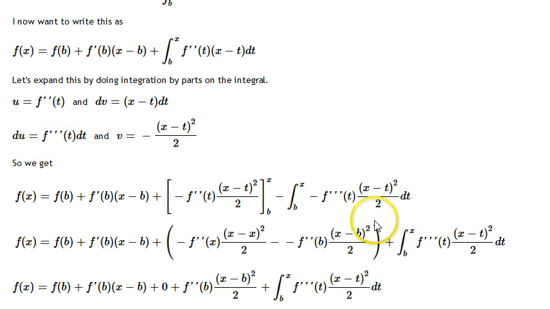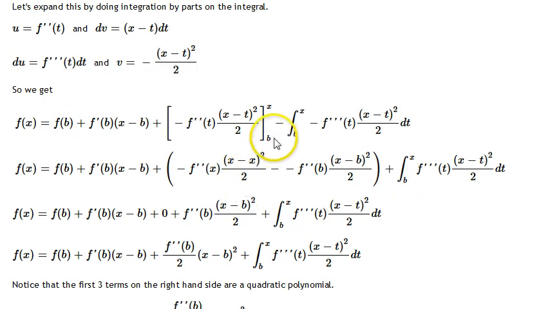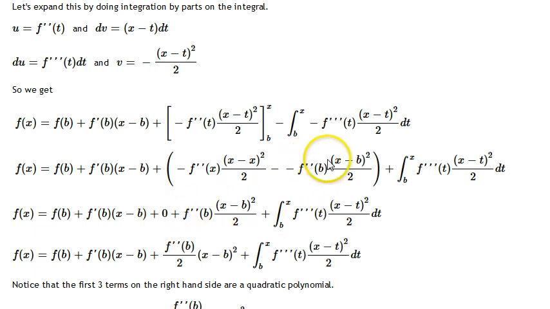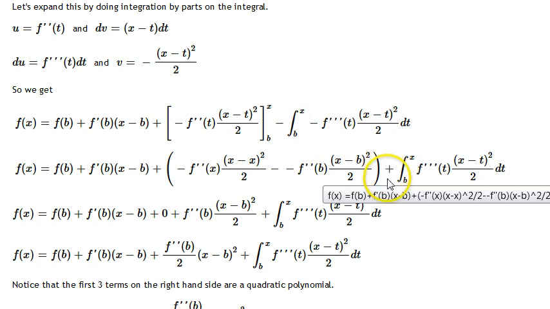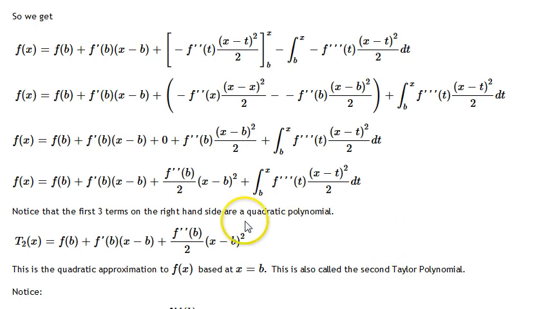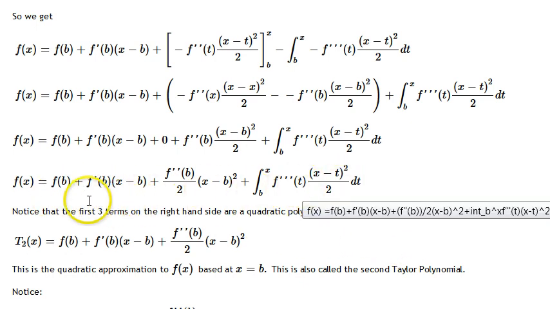So anyway, plugging in the x and the b and subtracting. I've got an x plugged in here and an x plugged in there. I got a b plugged in here and a b plugged in there. The x minus x is 0. That's going to turn into that 0 right there. I'm also, this minus is becoming a plus. Okay.